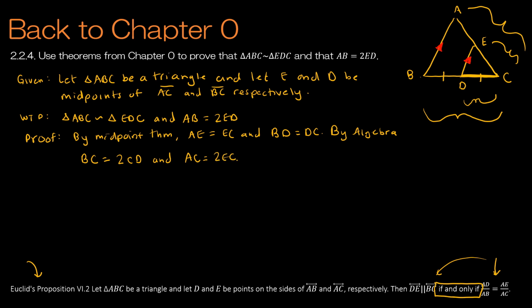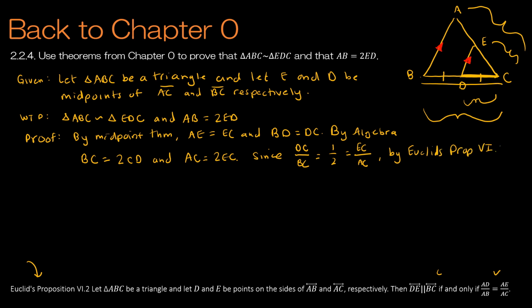Now, why is that important? Because I can say DC over BC, so smaller to larger, is equal, because that's in a 1 to 2 ratio, to EC over AC, then I can say that those two lines are parallel. So since that's true by Euclid's proposition VI.2, the line AB is parallel to the line ED. Well, once I have parallel lines, I know lots of stuff that I can do.